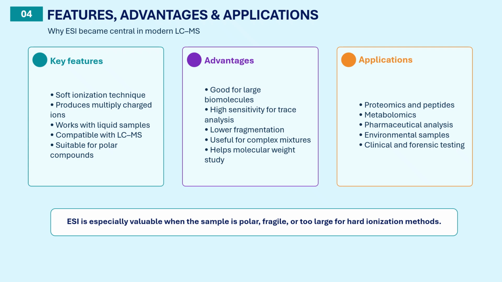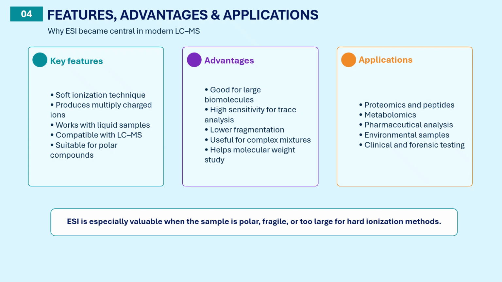Another important feature is that ESI is highly compatible with LC-MS, which means liquid chromatography can be connected directly with mass spectrometry. This makes ESI very useful for separating and analyzing complex mixtures. ESI is also suitable for polar compounds because polar molecules can easily form ions in solution.